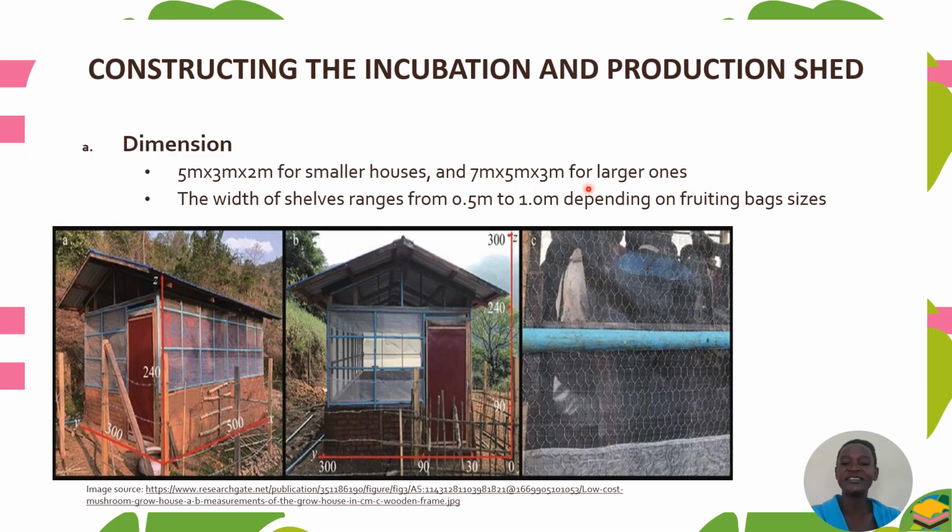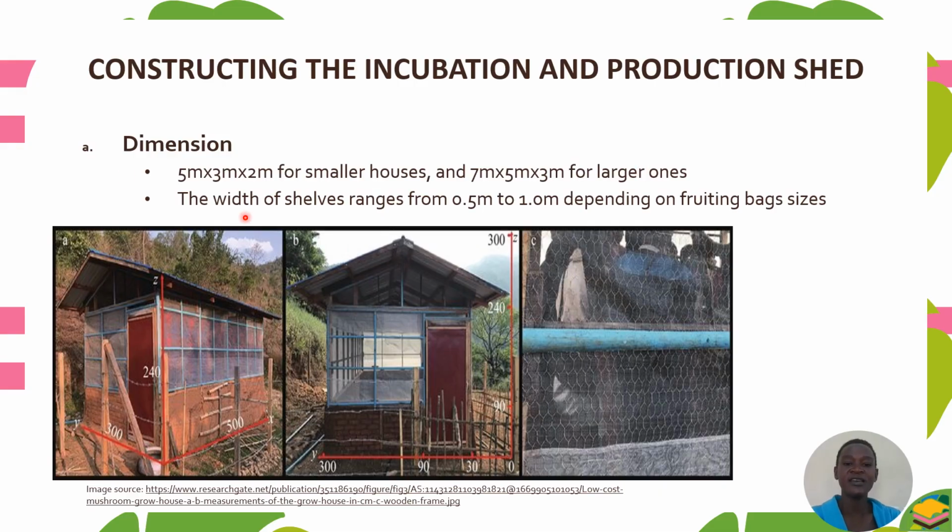These ranges are given just because for the mushroom we need to handle them with care. When we are producing mushroom, we need to handle them with care. So if the house is too big, it will be difficult for us to manage all our mushroom, to take care of all our mushroom. But we need to construct manageable houses.